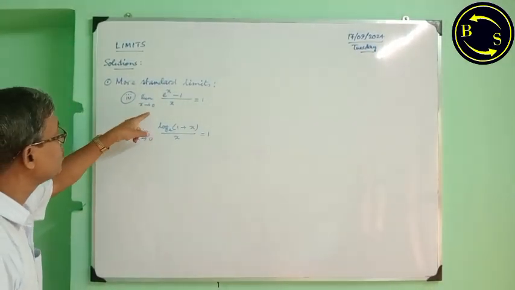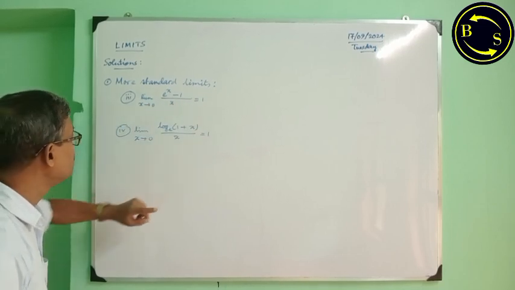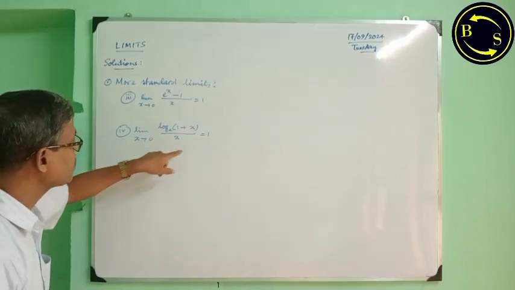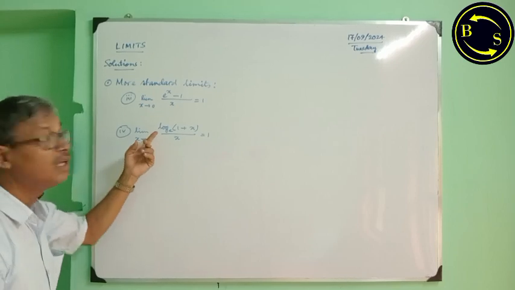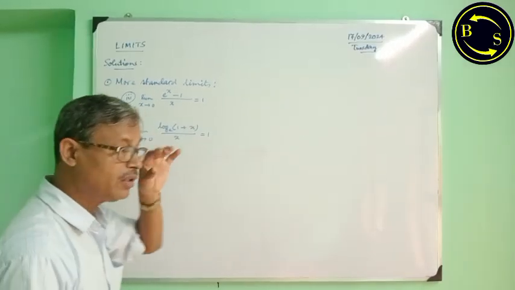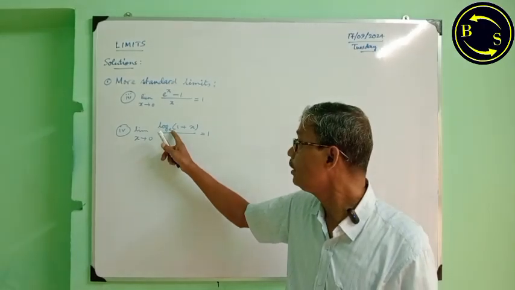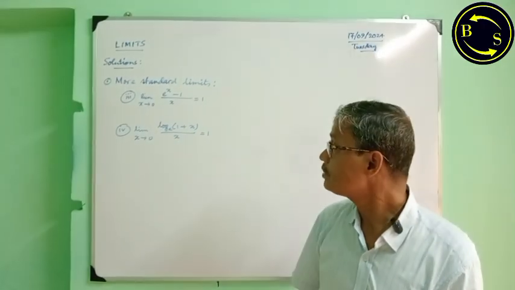First, limit x tends to 0, e to the power x minus 1 by x equal to 1. Then limit x tends to 0, log of 1 plus x divided by x equal to 1. Remember one thing, the base of logarithm in case of calculus is e. I have mentioned here e, base is e, that is the natural logarithm case.